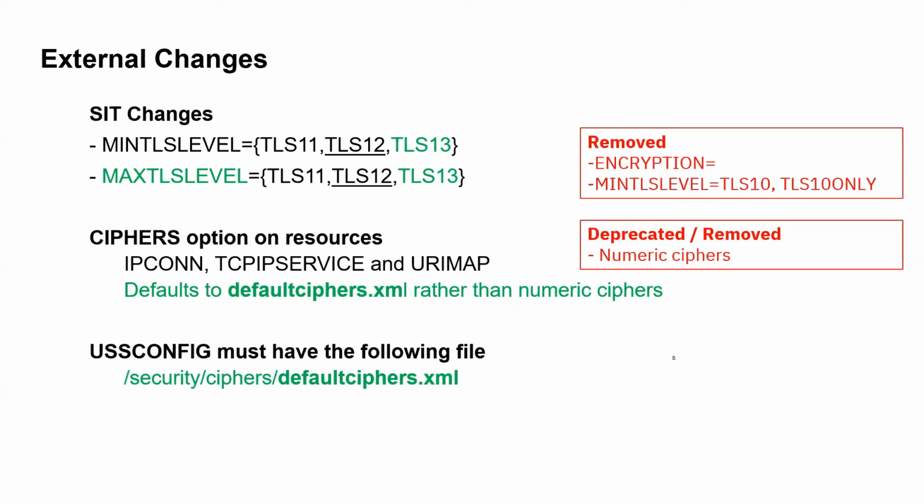Currently, we have a set of default ciphers when you define a new resource which requires ciphers. You will see that series of 2-digit numbers pop up on the ciphers option. That's now going to be replaced by a file called default ciphers, which is in the HFS system. We provide a copy of that, which you copy into the USS config directory and make any changes that are necessary for your company.